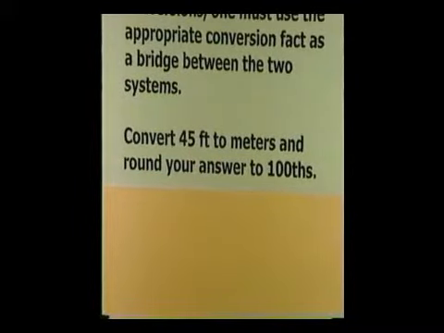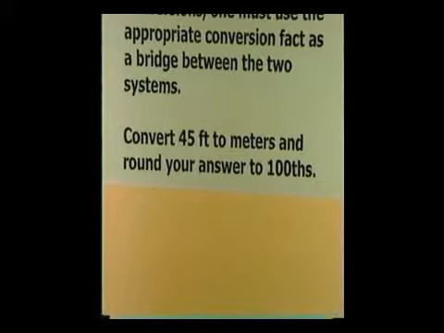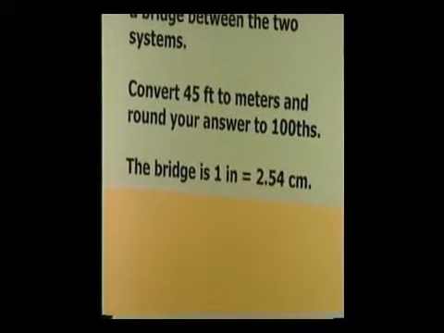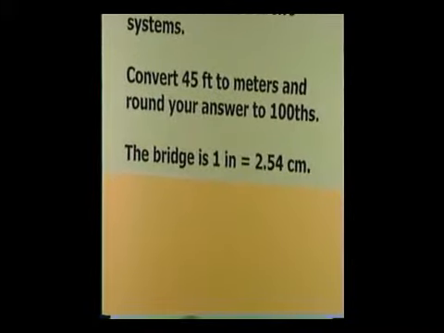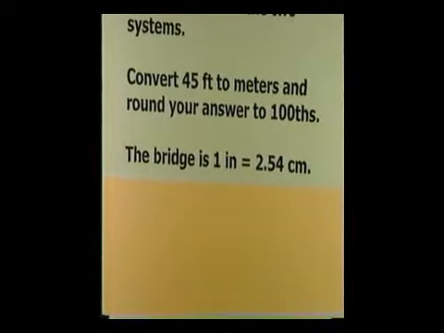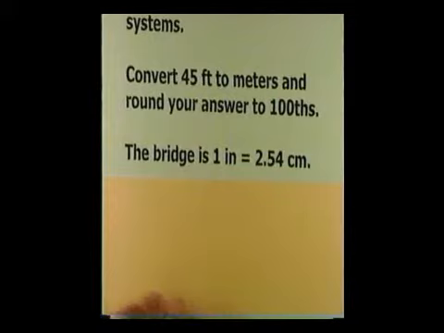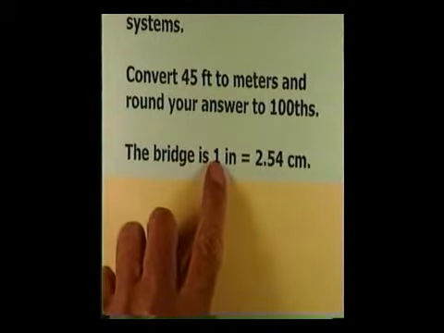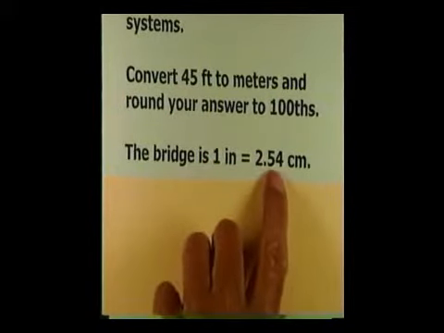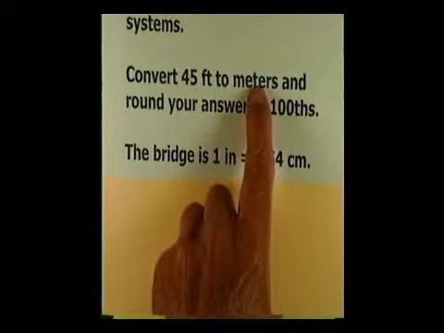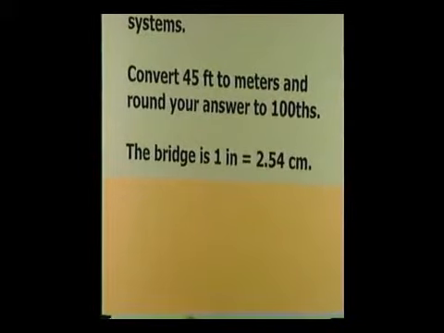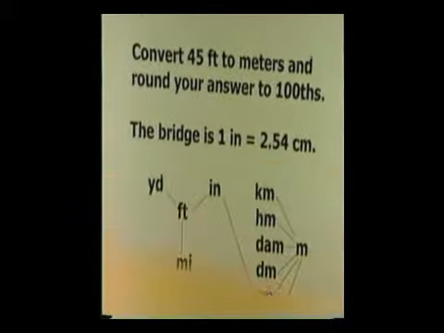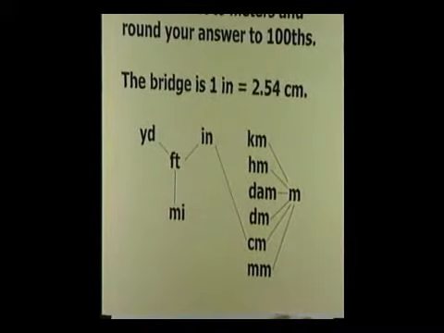Convert 45 feet to meters and round your answer to hundredths. Well, we're going to have to use the bridge. 1 inch is 2.54 centimeters. So what I'm going to have to do is get from feet to inches, and then I can cross the bridge to centimeters. Then I can go to meters. I have a little chart to show you that.